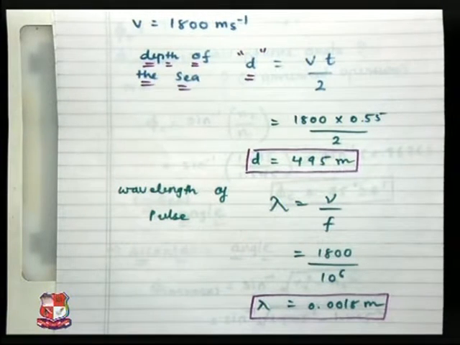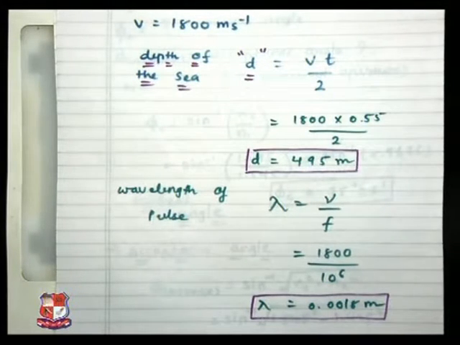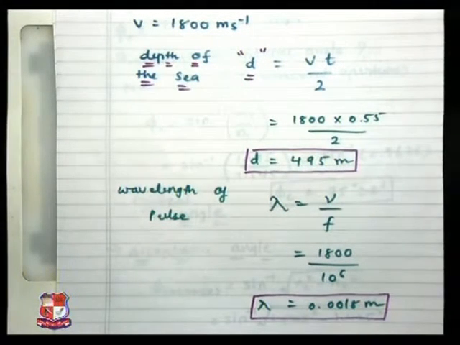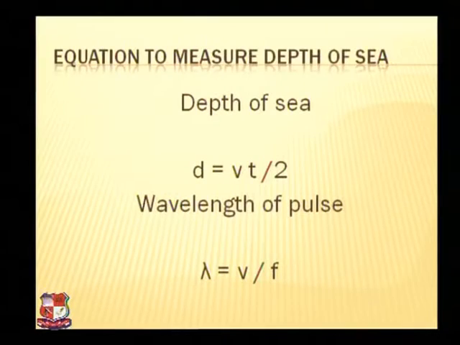So from this equation, d is equal to Vt by 2 and lambda is equal to V by F, we can calculate the depth of the sea and in the same manner the wavelength of the pulse. We can also see it in the presentation that depth of the sea, that is d, is equal to Vt by 2, and in the same manner wavelength of pulse can be calculated by lambda is equal to V upon F.